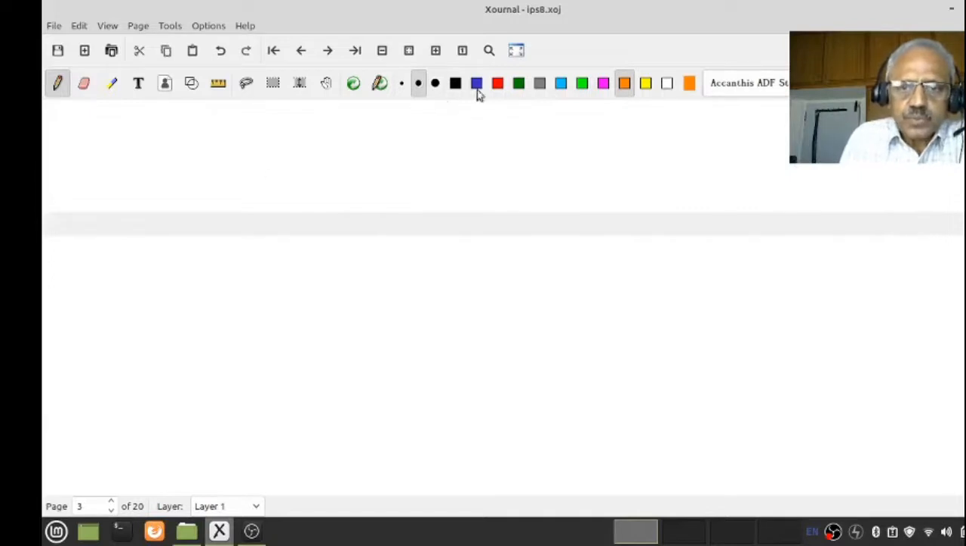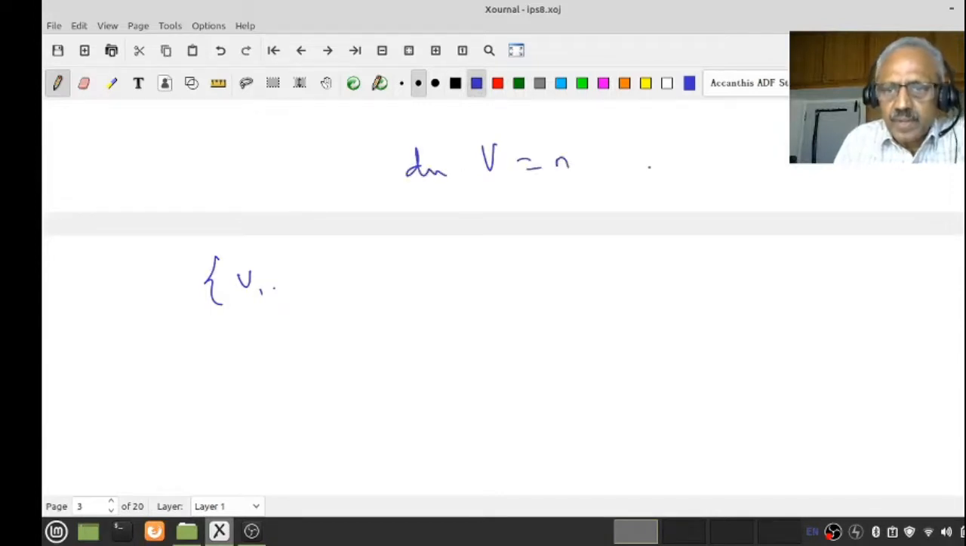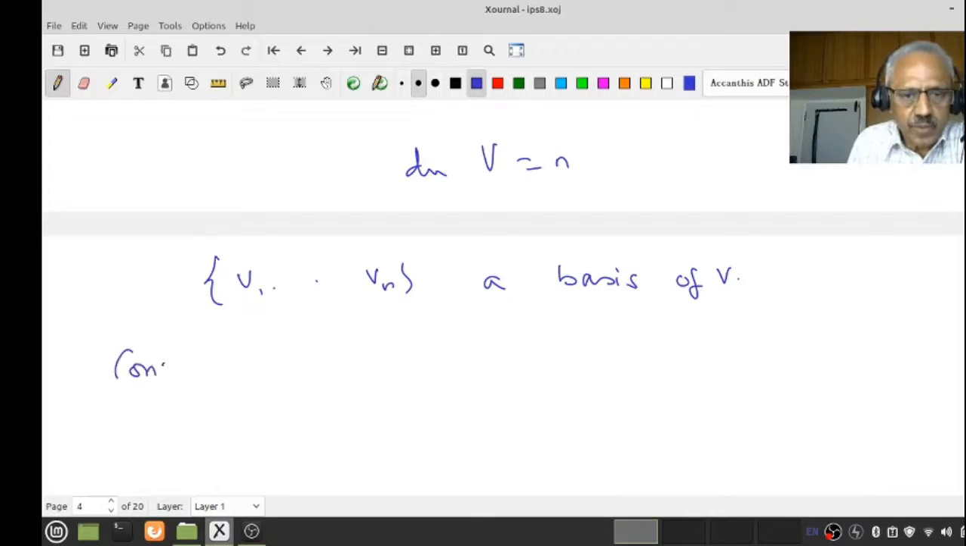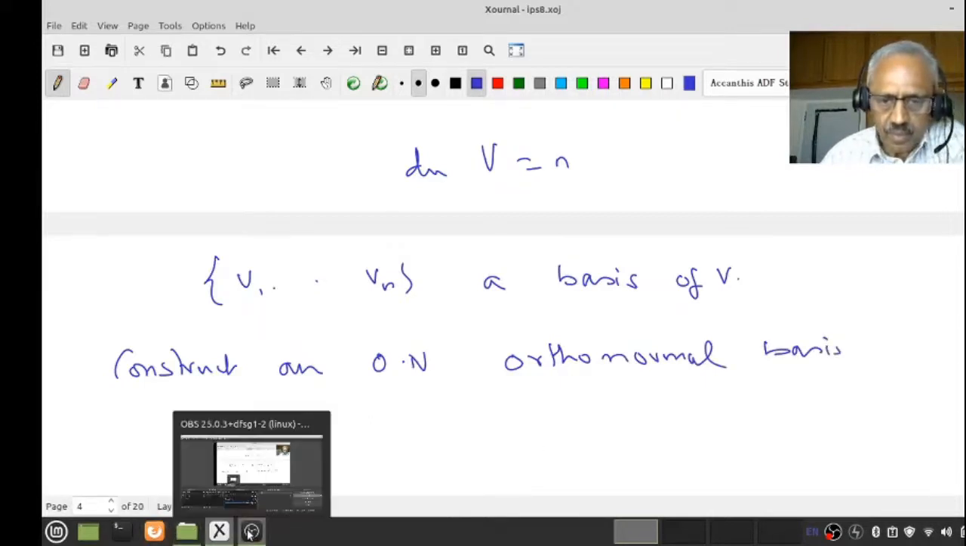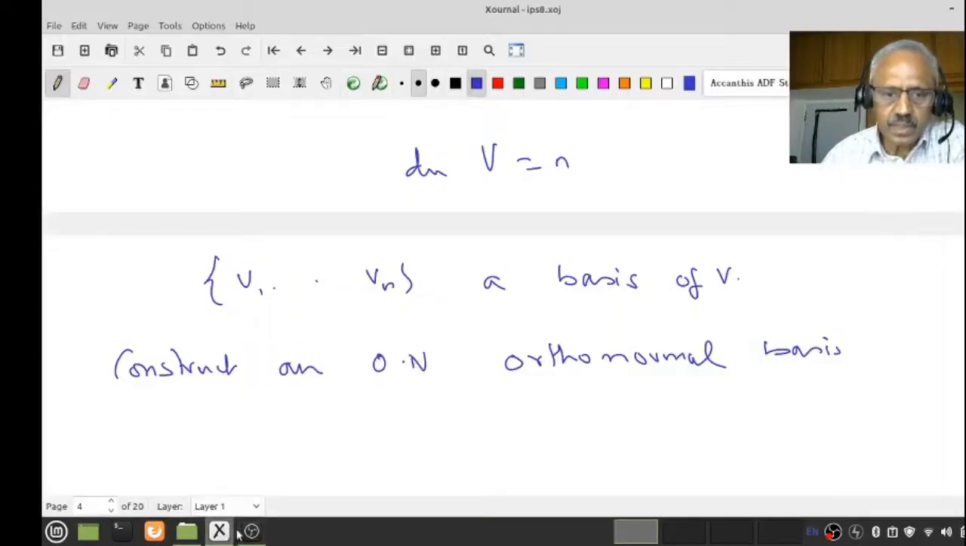Now let's assume this space has dimension n. Let V1 to Vn be a basis of V. What do we want to construct? The idea is to construct an ON, that is, orthonormal basis.